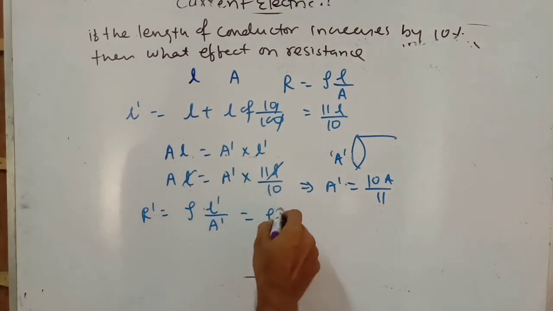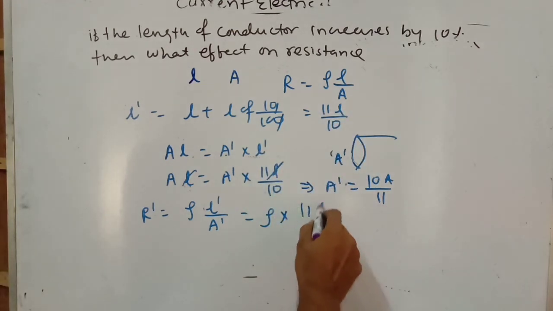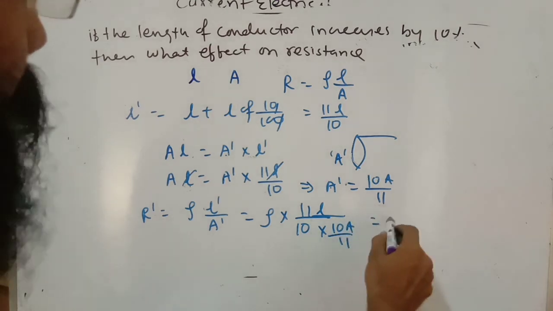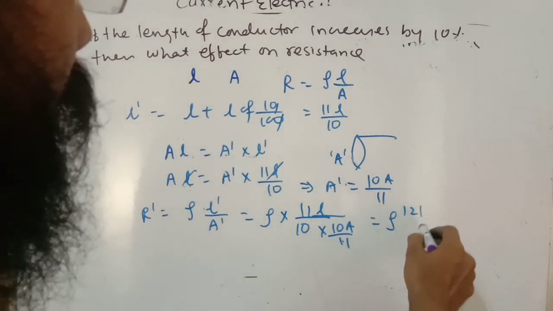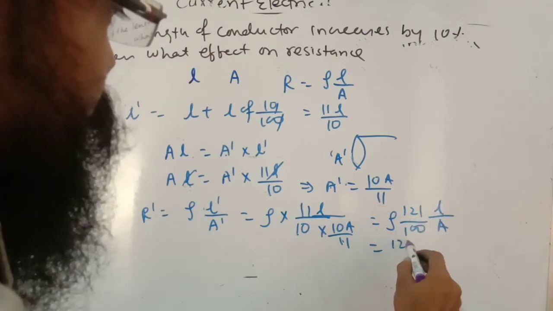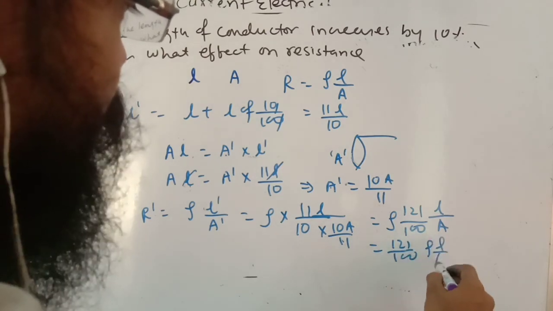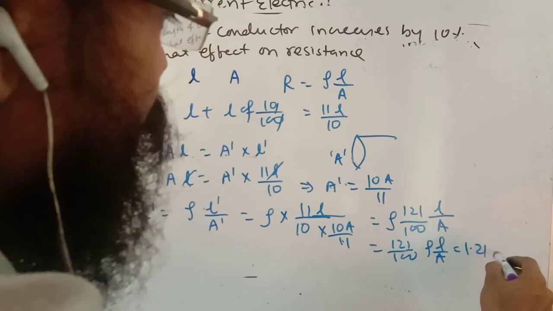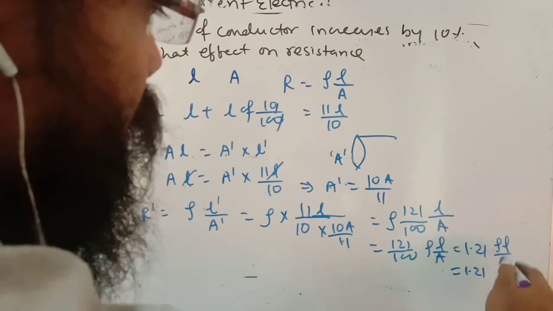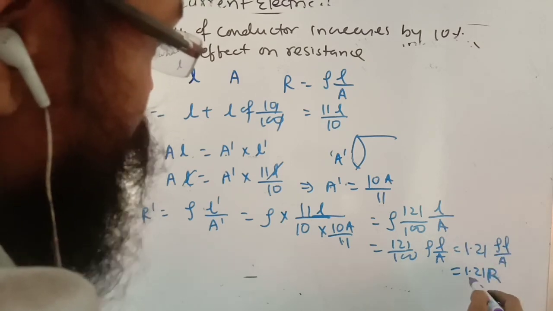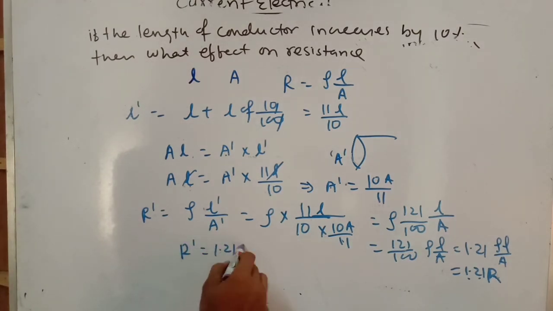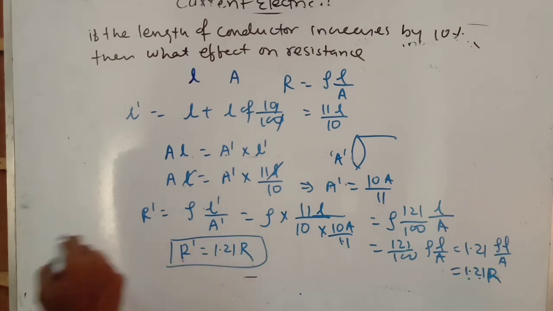After that you can write the new resistance as rho L dash by A dash. Here L dash becomes 11L by 10 and A dash becomes 10A by 11. So it becomes rho into 121 L by A by 100. That means 121 by 100 rho L by A, so you can write 1.21 rho L by A. That means 1.21 times the old resistance. So R dash becomes 1.21 times the initial resistance.